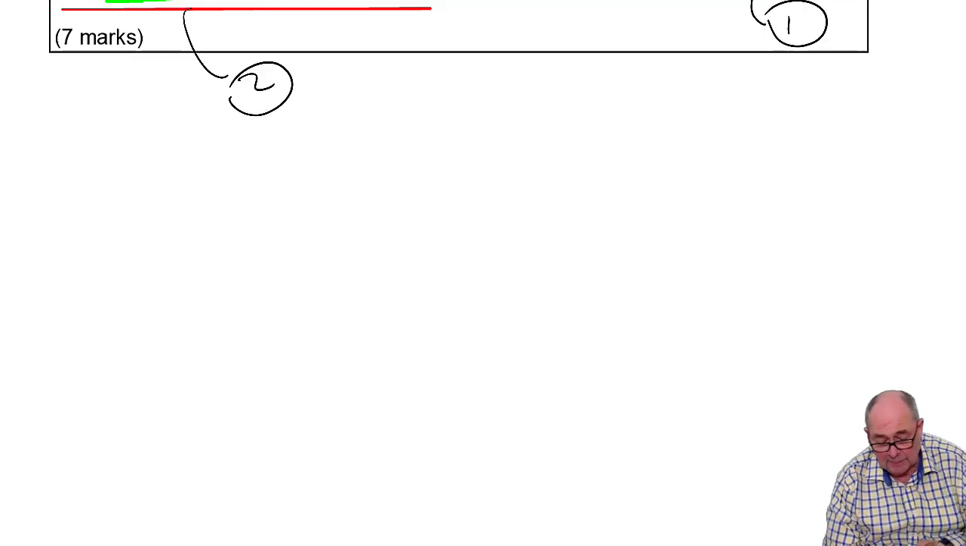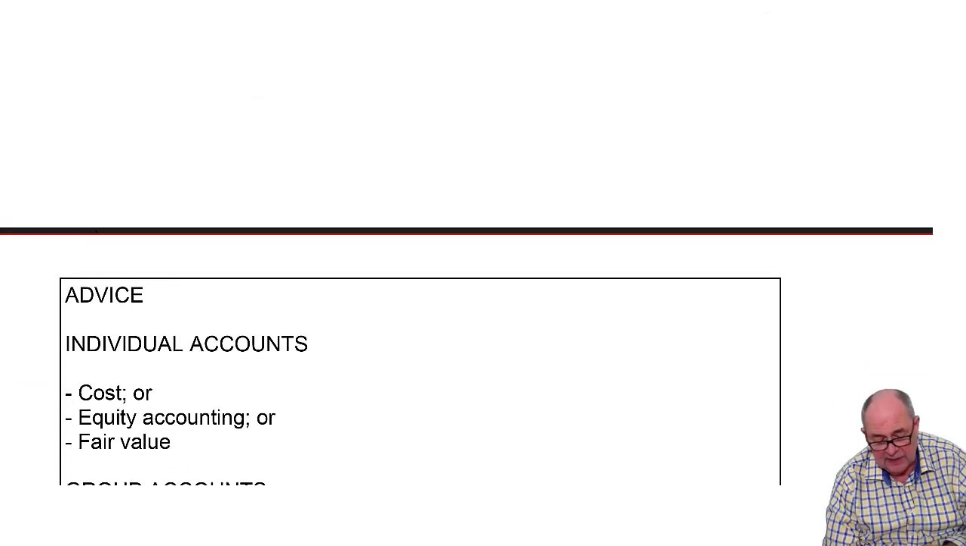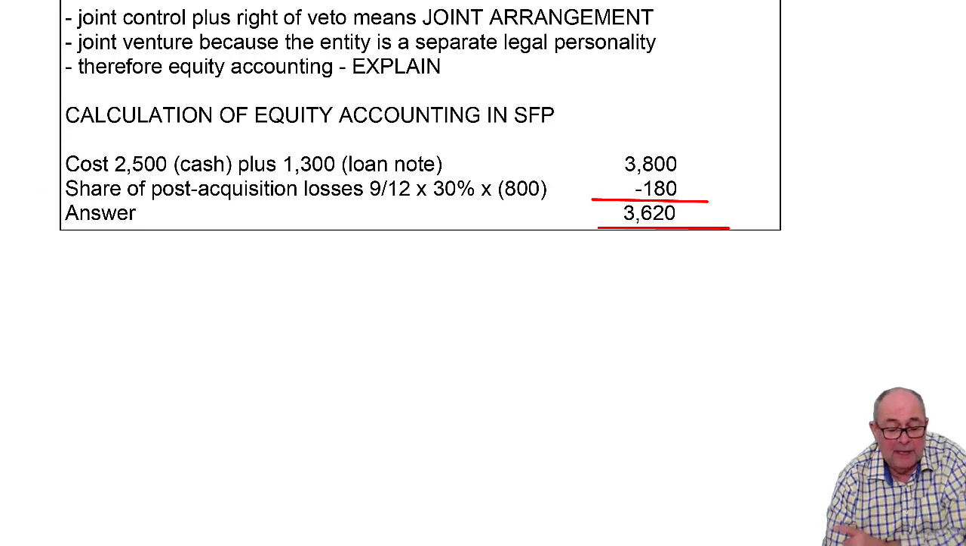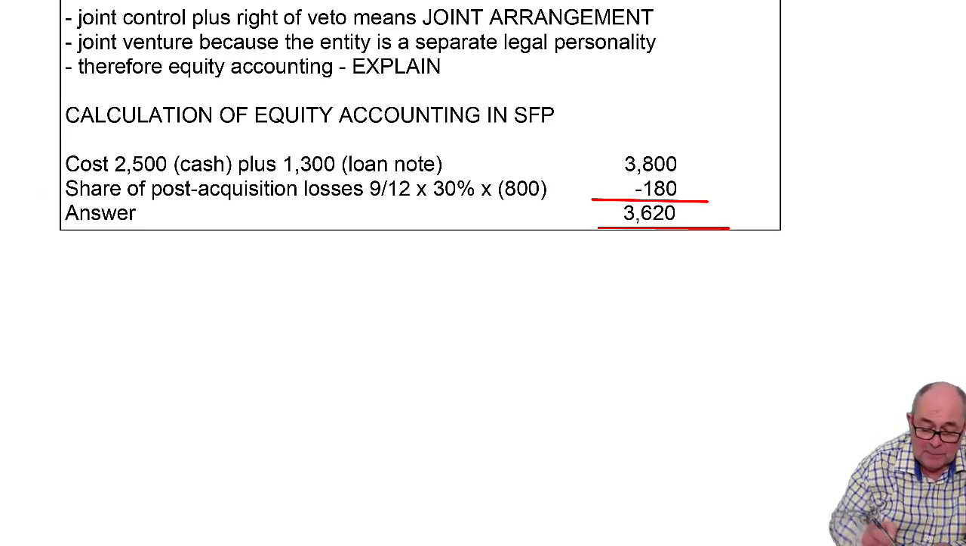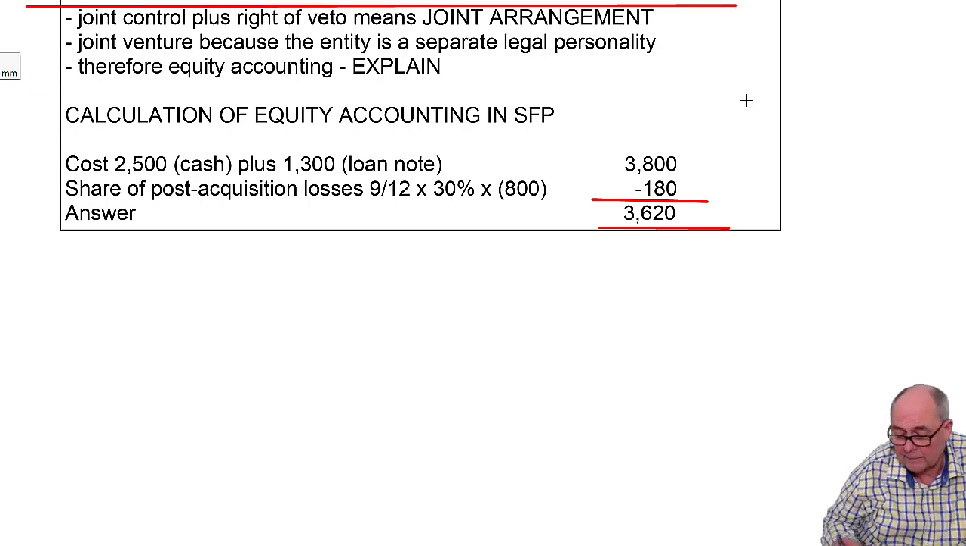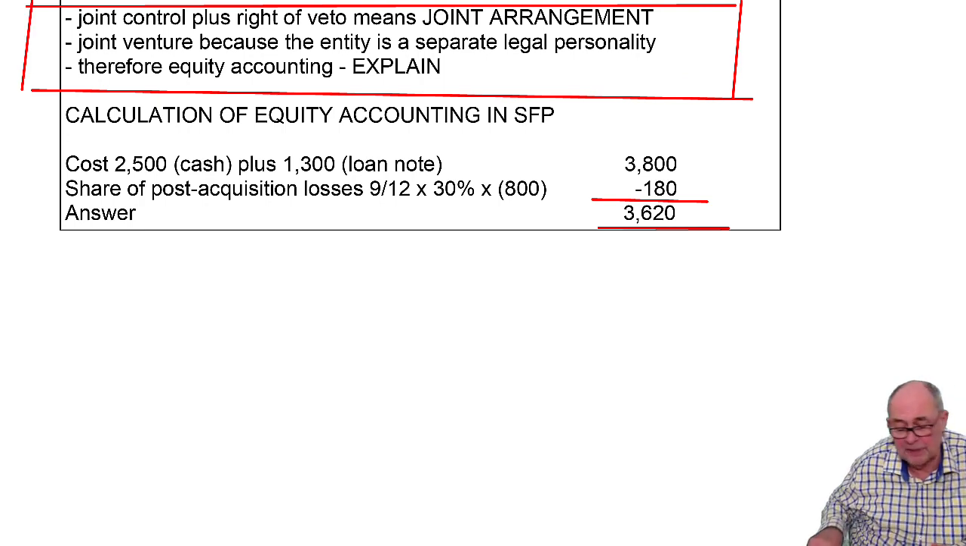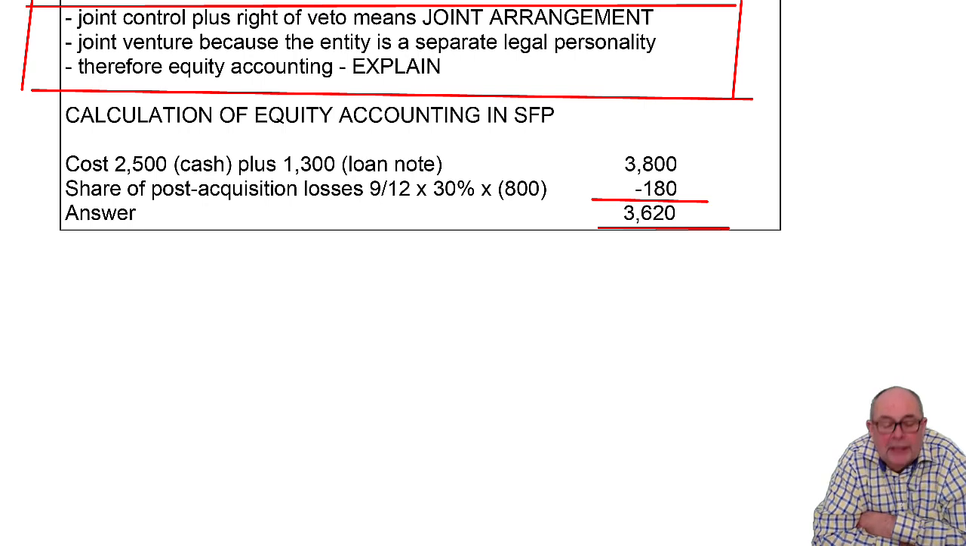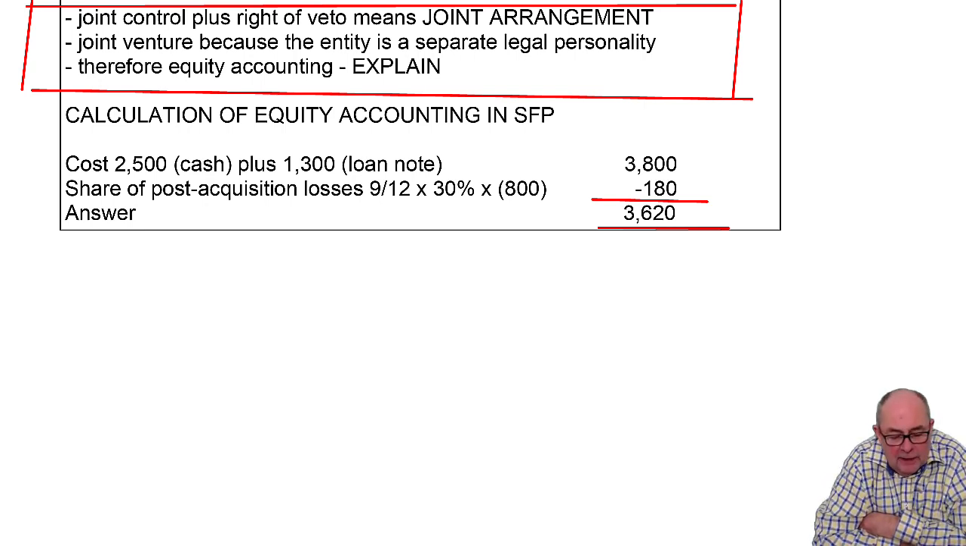So my explanation, here it is. Just look at the bit I've just got. I'll just put it in a box for a moment. Don't worry about the numbers for now. The key thing is, joint control means joint arrangement. Joint venture, one of the two types of joint arrangement, because it's a separate legal personality, then it's equity accounting.